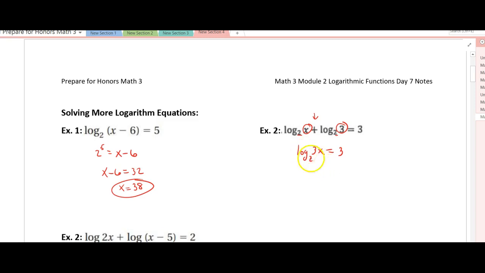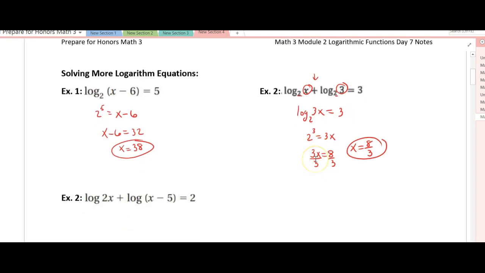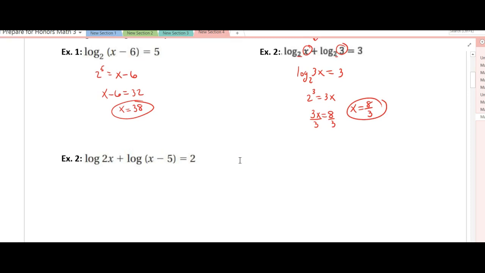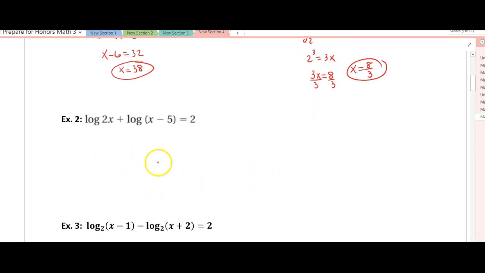Now I can go ahead and solve this the way I solved the previous problems. 2 to the 3rd power is equal to 3x. So 3x is equal to 2 to the 3rd, which is 8. I can divide by 3, and x is equal to 8/3. So you have to use the properties of logarithms first, and then rewrite it in exponential form, and then go from there. So the next one, example 3.